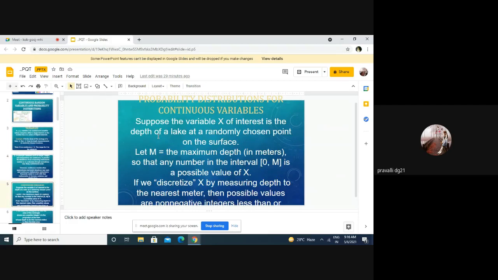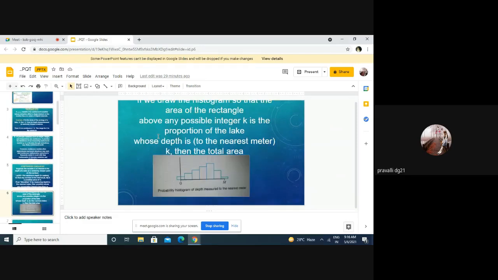Suppose the variable X of interest is the depth of a lake at a randomly chosen point on the surface. Let M equal the maximum depth in meters, so that any number in the interval 0 to M is a possible value of X. If we discretize X by measuring depth to the nearest meter, then possible values are non-negative integers less than or equal to M.